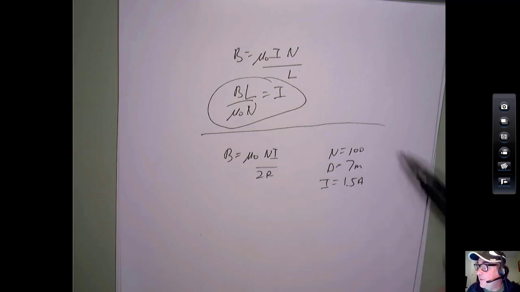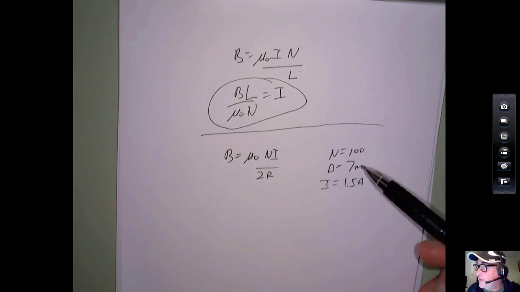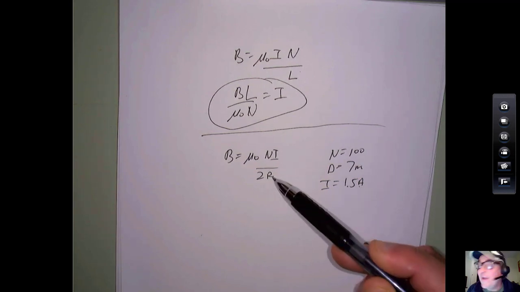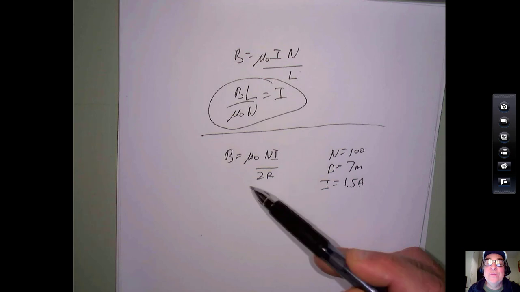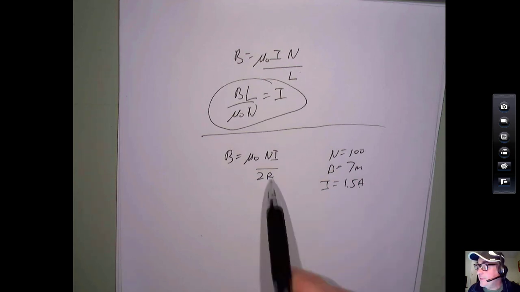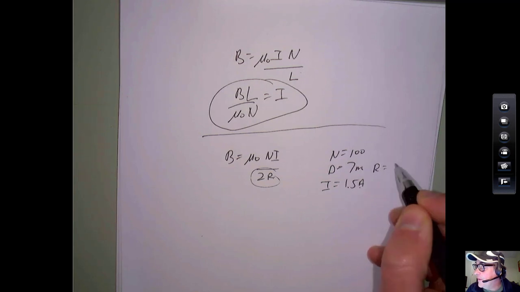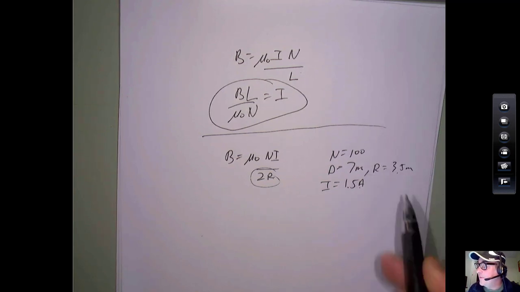So in this problem, we're given the amount of loops, we're given the diameter, and we're given the amount of current. So the formula has, again, radius here, but it's 2 times the radius, so this thing is actually the diameter. If you want, you can get the radius of the circle, 3.5 meters. That's fine, but then you're going to plug it back in anyway.